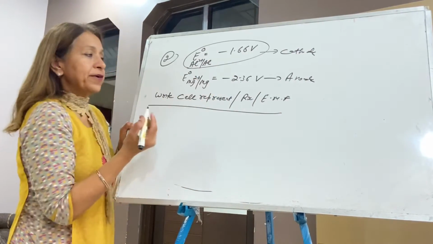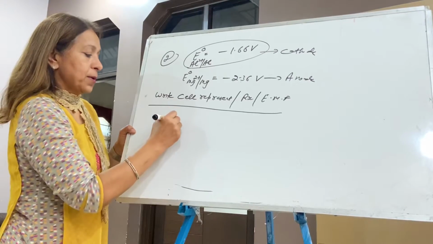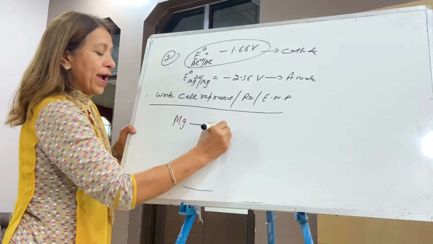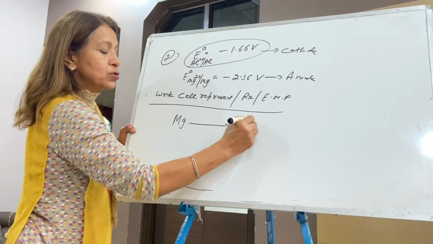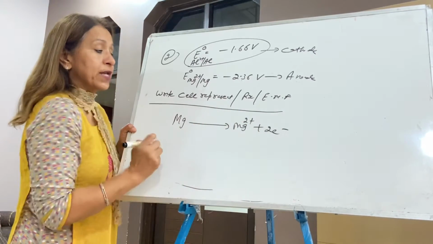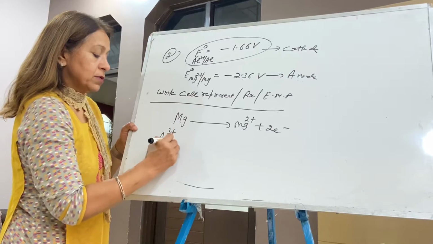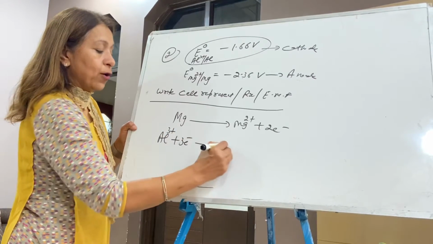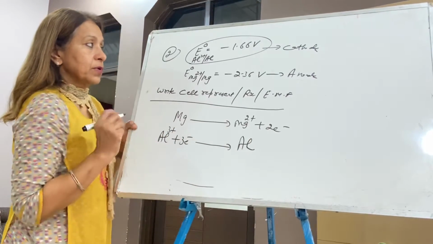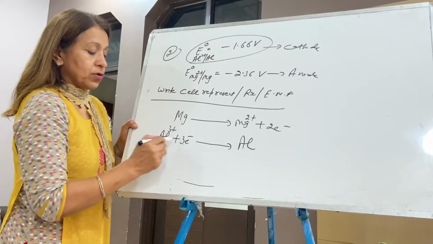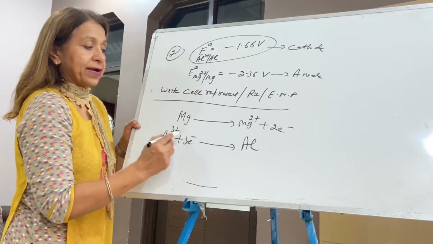Now write the reaction. Anode first: magnesium arrow Mg2+ plus 2 electrons. Anode always loses electrons and cathode gains electrons. Aluminium 3+ plus 3 electrons arrow aluminium. Ions always gain electrons; positive and negative attract each other.